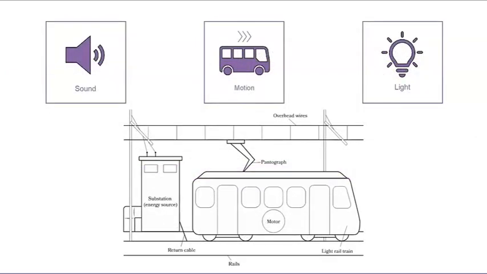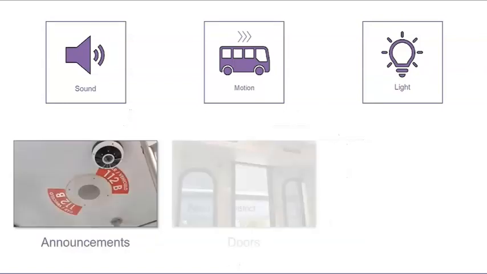Let's connect our new understanding of circuits to the dark rail system. Just like we saw electrical energy transformed into sound, motion, and light today, electrical energy from the substation is transformed into other forms of energy that power different devices on the train, such as the announcements, doors, and lights.